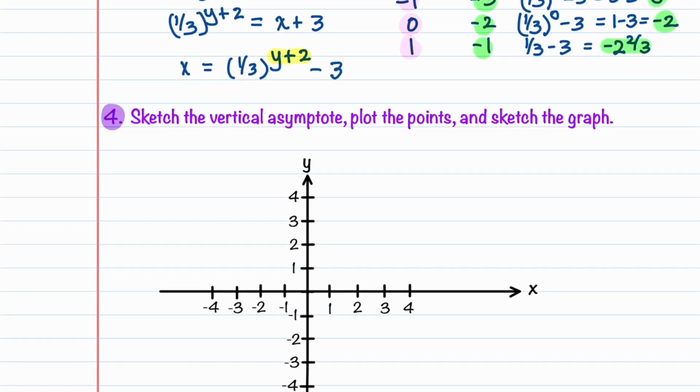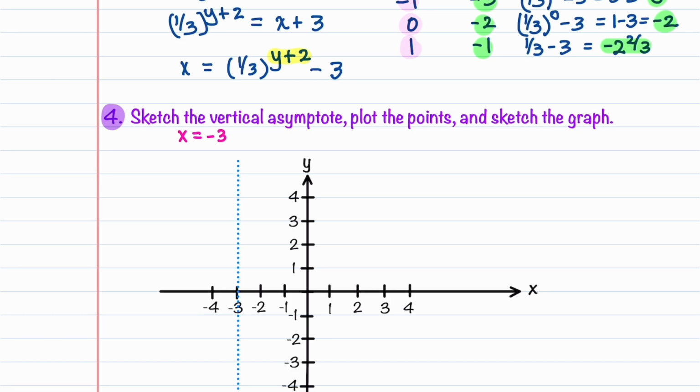Now we're ready to sketch the vertical asymptote. Let's write down what that is. We found that the vertical asymptote was x is equal to -3. We're going to plot the points, and then we'll sketch the graph. Let's start with our asymptote. X is equal to -3. That's going to be right here.